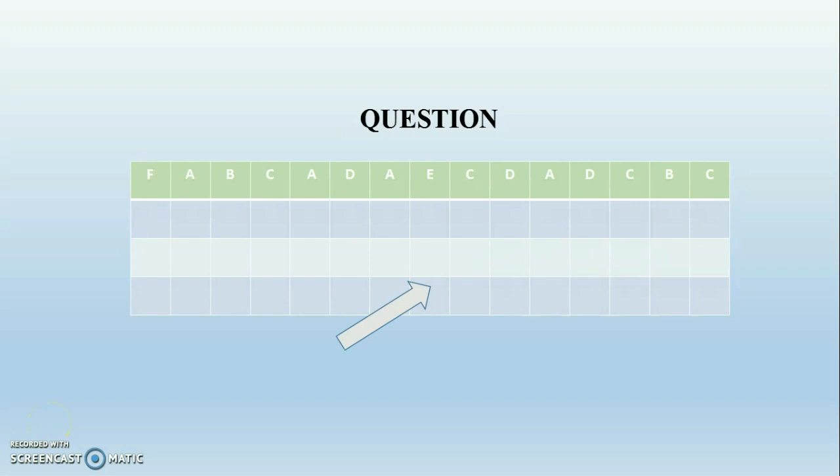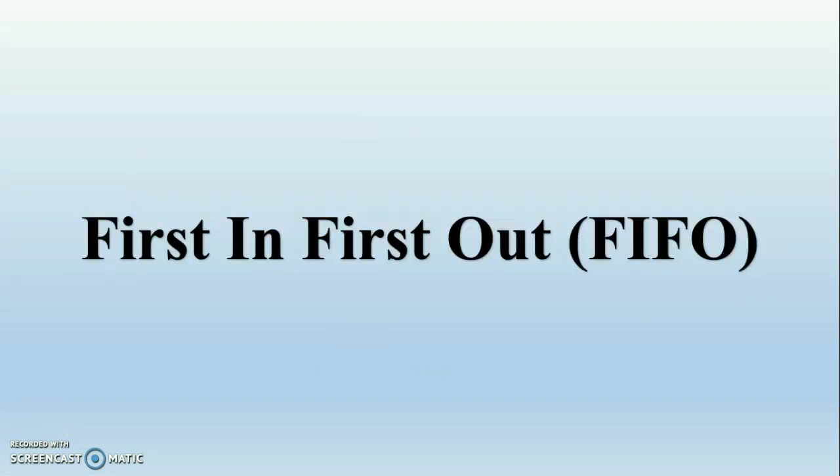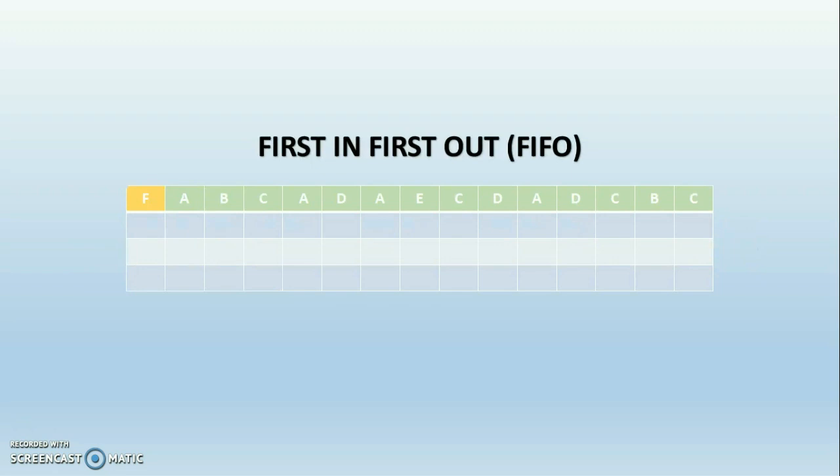Assuming a paging screen with 3 frames is initially empty, now let us start with the first in first out algorithm. First in first out is a method of processing and retrieving data. In a FIFO system, the first data entered is the first one to be moved out. Given the question, page F is needed, but page F is not in main memory, so we put page F into the first free frame. In the same way, we put page A into the second free frame and page B into the third free frame.